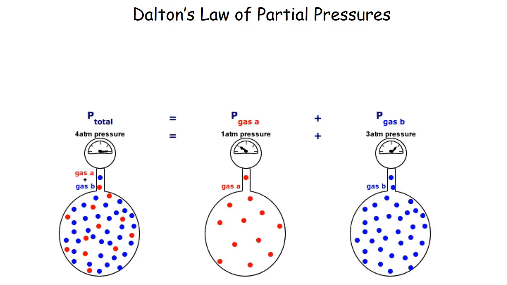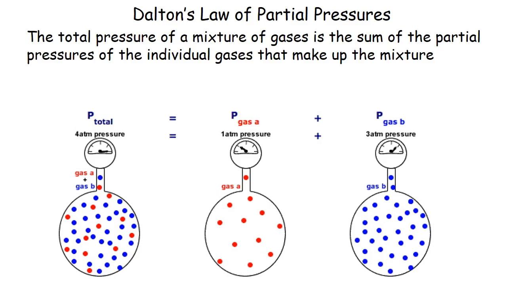Now, let's switch gears a little bit and talk about Dalton's law of partial pressures. This refers to when you have a mixture of 2 gases, like you see on the left. There's a mixture of 2 different gases. One gas is shown with red spheres, and the other gas is shown with blue spheres. Dalton's law of partial pressures states that the total pressure of a mixture of gases is the sum of the partial pressures of the individual gases that make up the mixture.